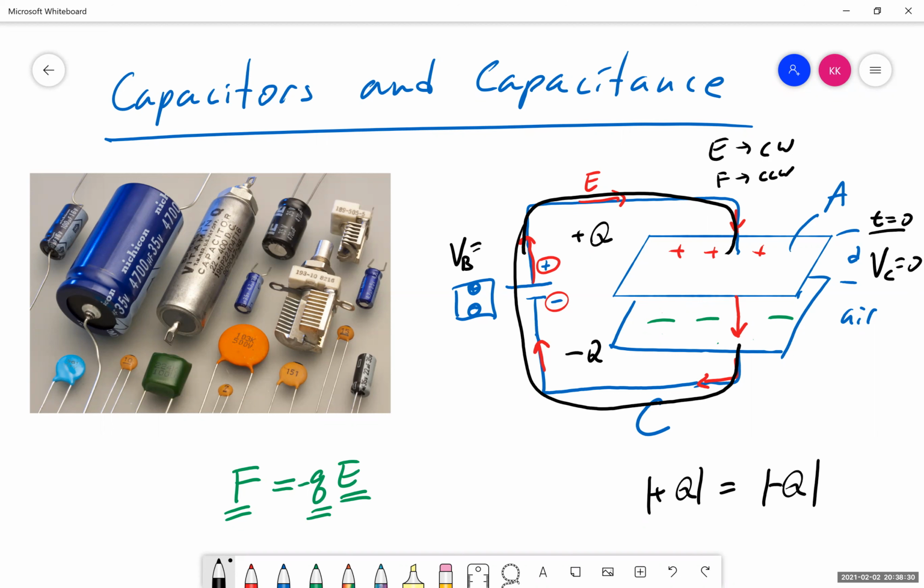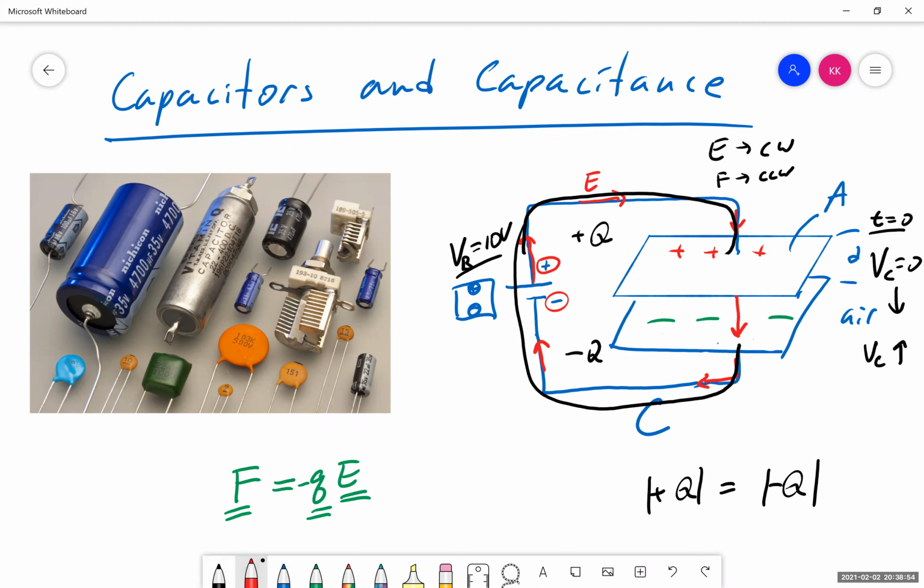Now, let's say the battery has 10 volts, this is the voltage of the battery. So the capacitor has no potential difference between its plates in the beginning. But as you start moving more and more charges, the voltage across the capacitor, as a function of time, starts increasing. There are two reasons for that.